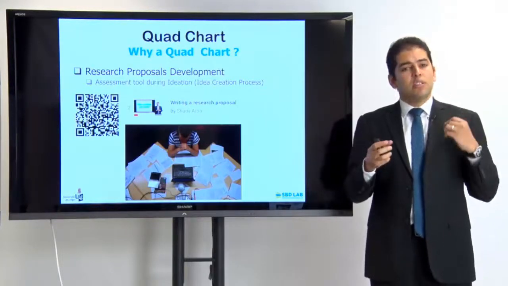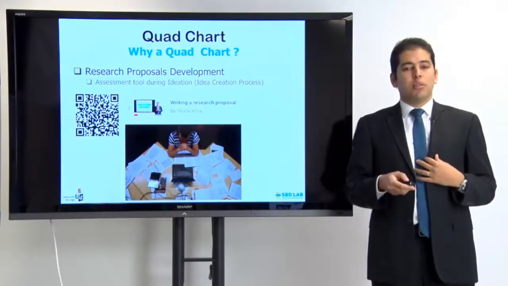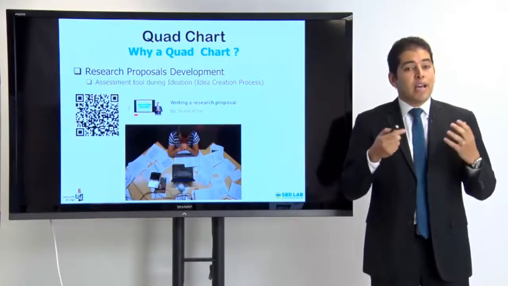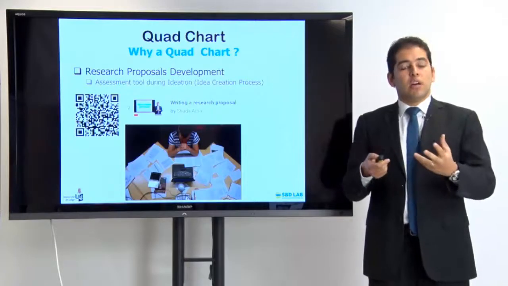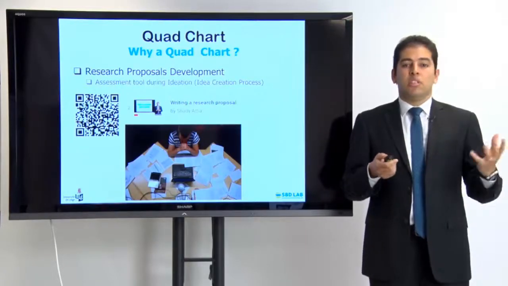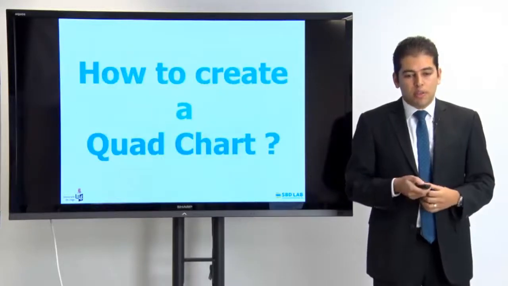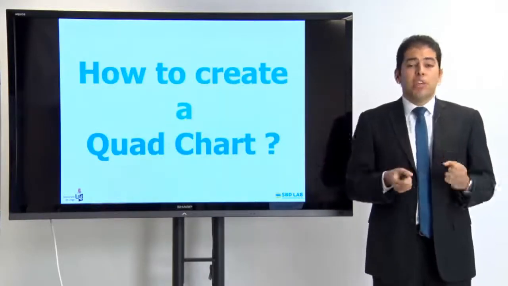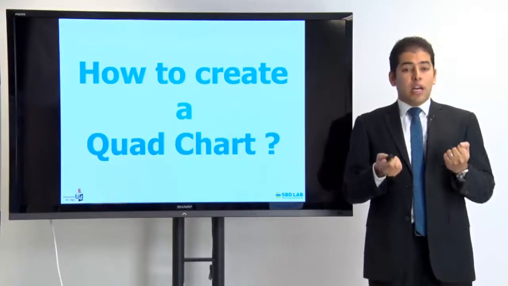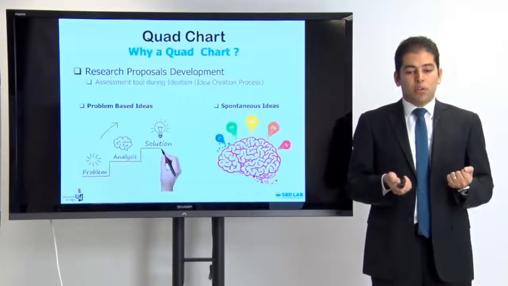You will come with some ideas you have already in your mind that you thought about, and you start looking at literature, looking at similar studies or similar topics to make sure, okay, where I'm going to start with my concept. Well, first thing to do, you have to create a quad chart. And how to create it is the following.